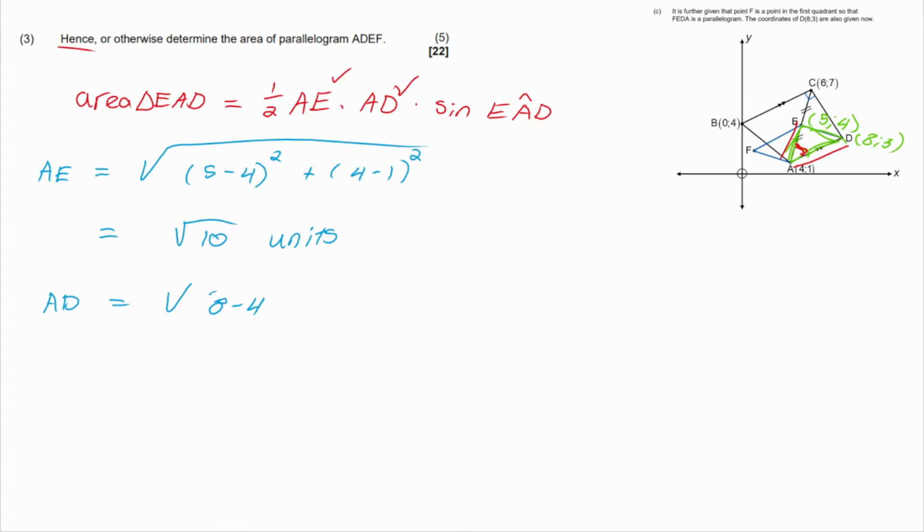And then AD is equal to the square root of (8 minus 4) squared plus (3 minus 1) squared. So that's 4 squared, 16, plus 2 squared, 4. So this is root 20, right? Root 20 units.